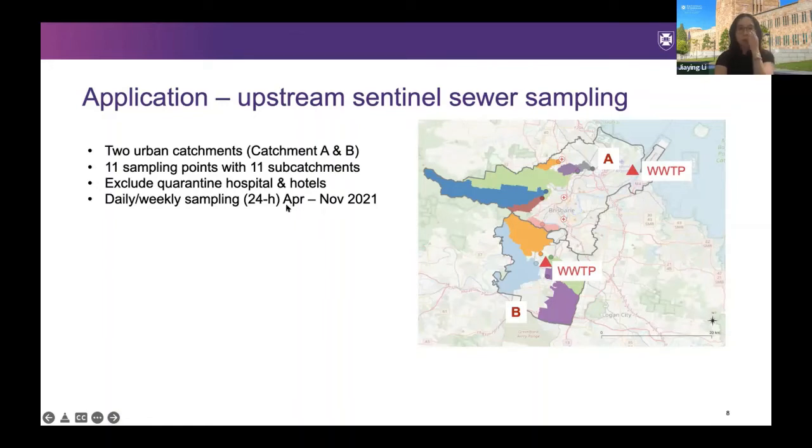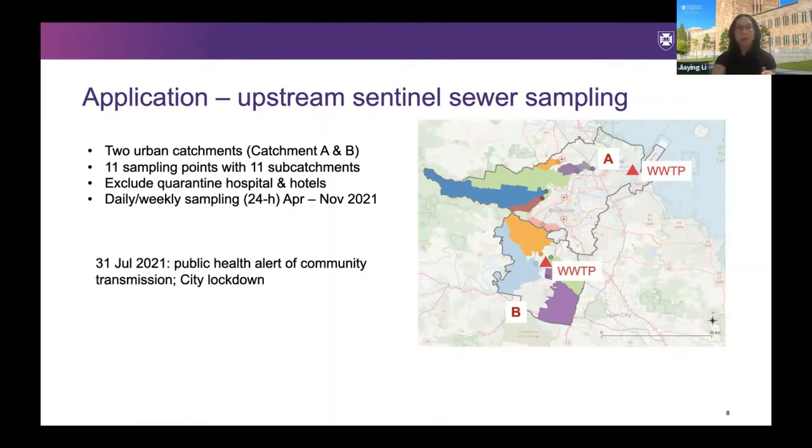During April to November 2021, we conducted daily or weekly sampling events in the catchment. Brisbane City was under well control. There was no local transmission in the city until the end of July 2021. The first public health alert of a local transmission was reported, and the outbreak occurred at a local school, which is located at the boundary of catchment A and B. You can see that there are 2 upstream monitoring areas serving the suburb and areas around the location of this local school.